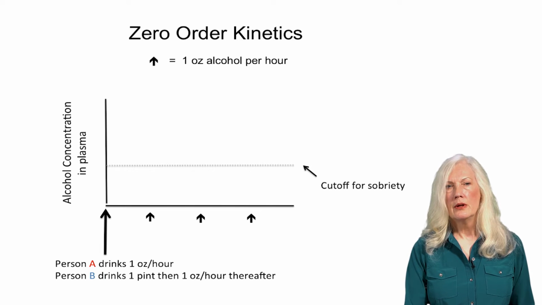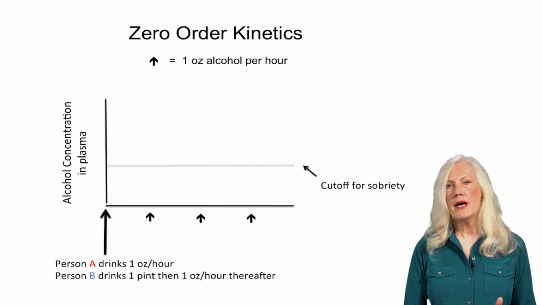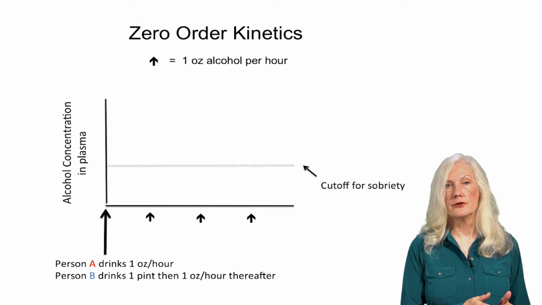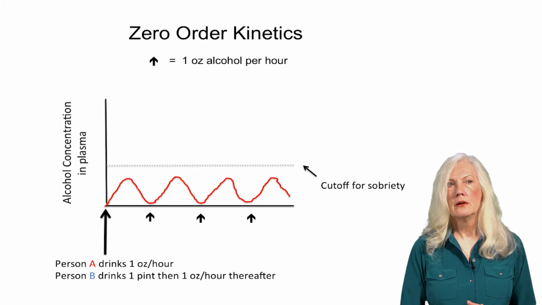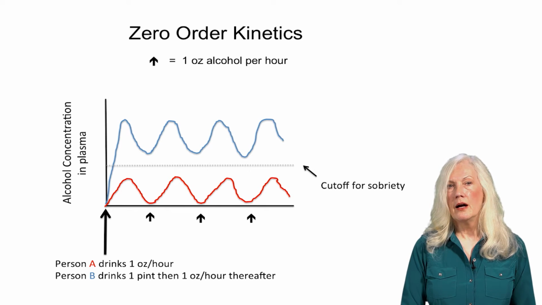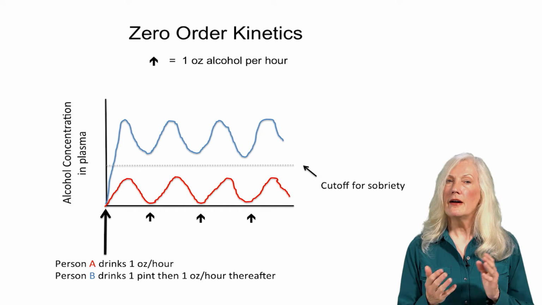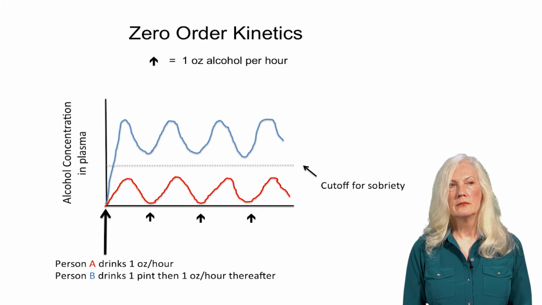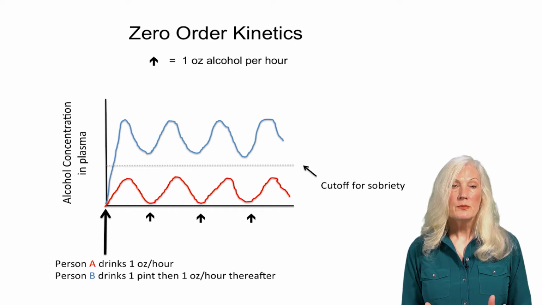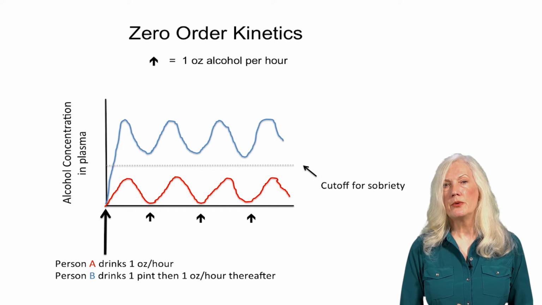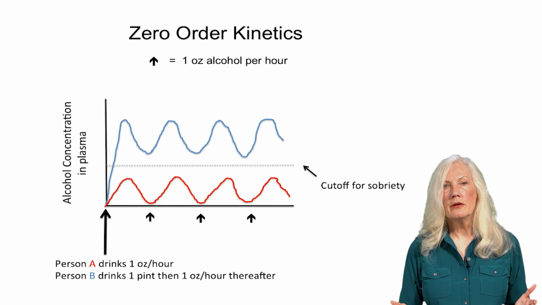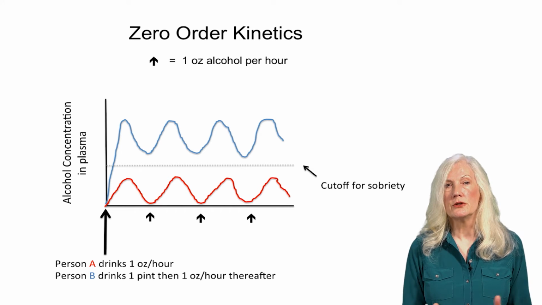But in this example, the large arrow shows that the very first drink differs. Person A, red, drinks only 1 ounce per hour at this point, whereas person B, in blue, drinks a pint of liquor at first, and thereafter only 1 ounce per hour. As you can see, the plasma concentration of person A goes up and down, but metabolism keeps up with ingestion so that the level that would reflect inebriation is never reached.